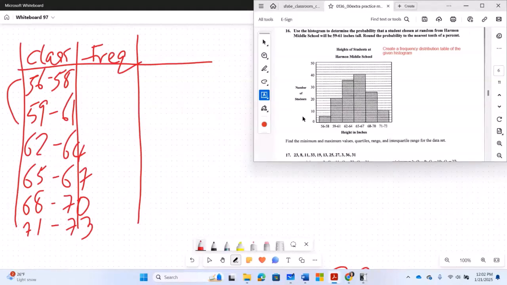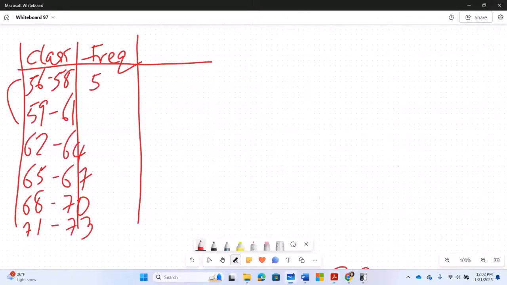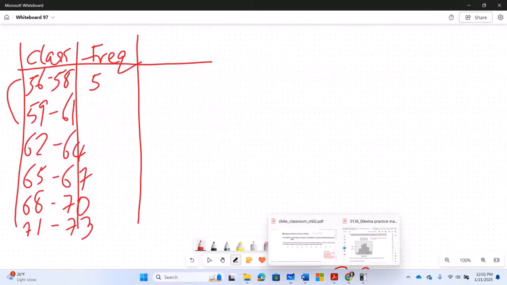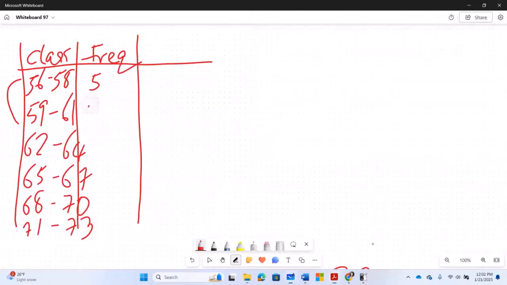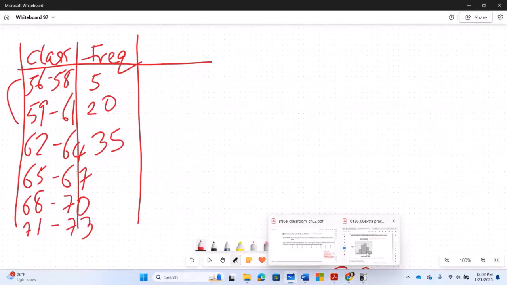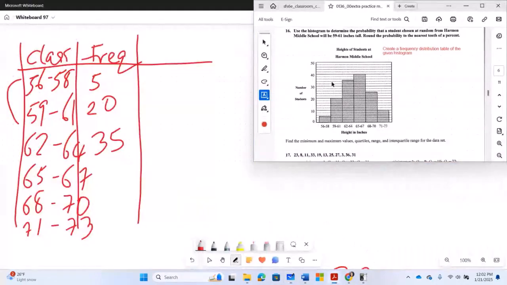So the first class has approximately frequency of 5. The second class has approximately frequency of 20. Third class, 35. So 20, third class has frequency of 35, and these are students. Why do I say it's 35? Because it's in the middle of 30 and 40.